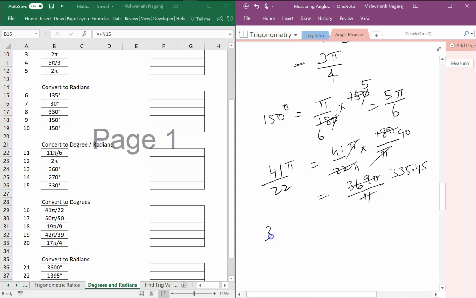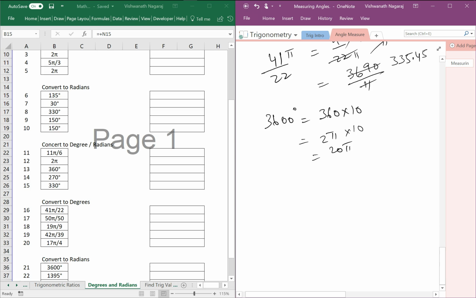Something else: 3600 degrees is equal to how many pi? This can be written as 360 into 10 degrees. 360 we know is 2 pi, into 10. So which means 20 pi.